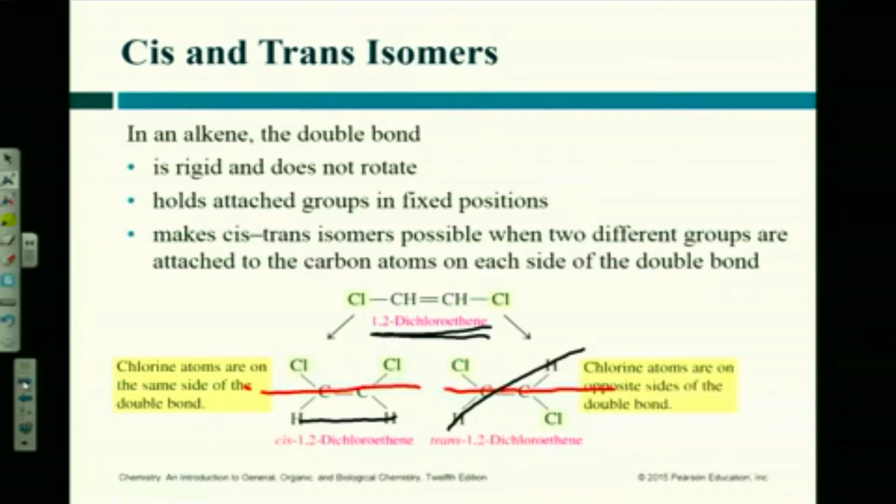So, anybody know anything about lock and key mechanism? This is how enzymes work, right, in your body. They bind with particular molecules based upon the shape of that molecule. If the molecule's not the right shape, we don't bind. Cis and trans isomers are extremely important in determining shapes. Okay?